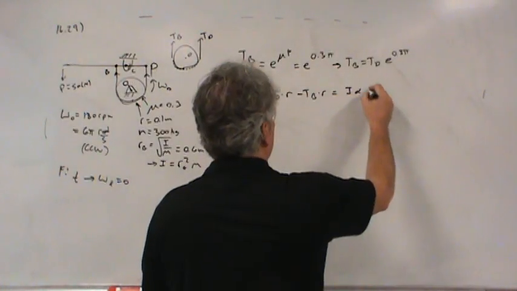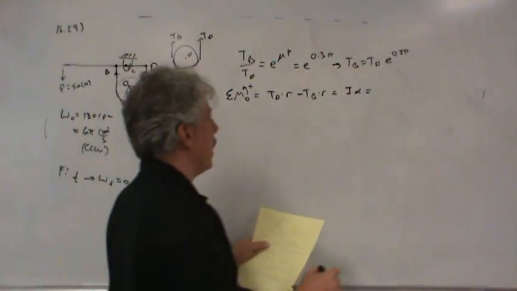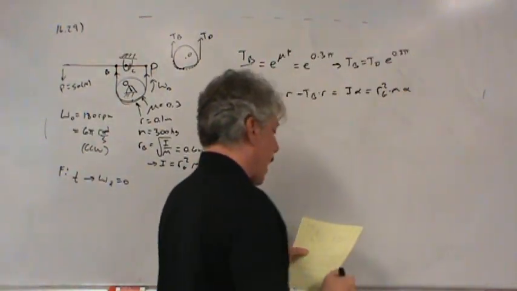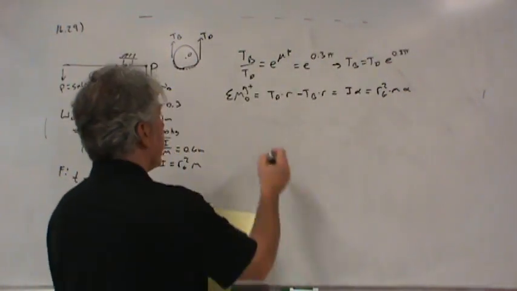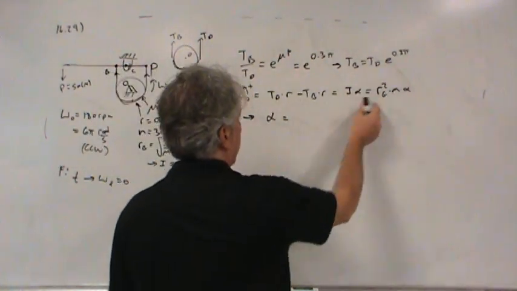Well, I alpha. But the radius of gyration is what we know, so we'll substitute in the radius of gyration squared times the mass times alpha. Okay? We can rearrange this in order to solve for the angular acceleration. We just divide the whole thing by this.